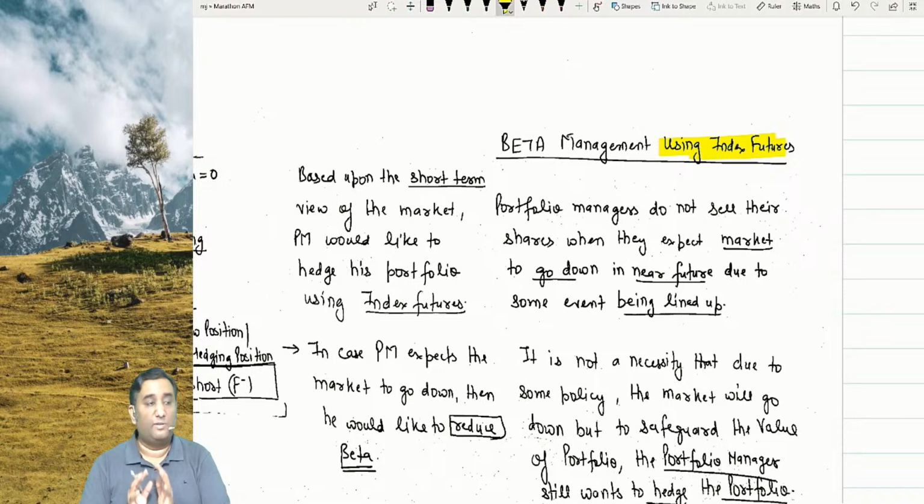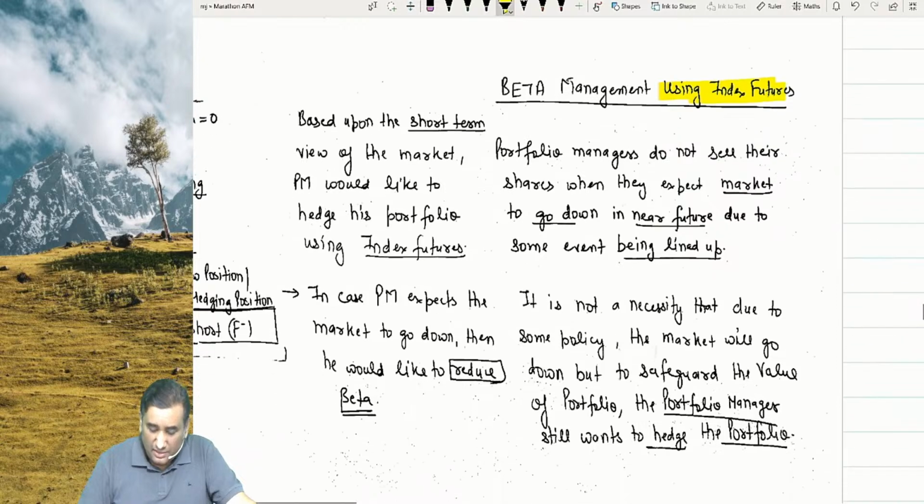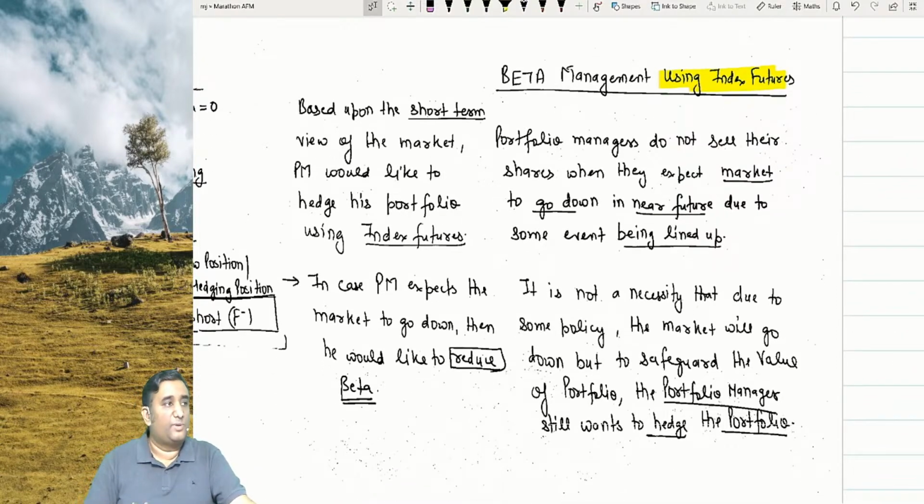Although on paper it will be safeguarded to some extent, 100%, practical life things are very different. But we have to keep the objective of the theory in mind, and the objective of the topic is that we are trying to manage beta, trying to hedge our portfolio in such a way that even if fluctuation in the market comes, we are protected.